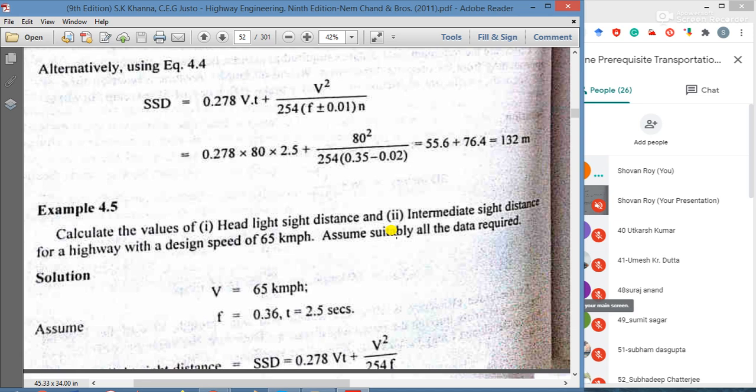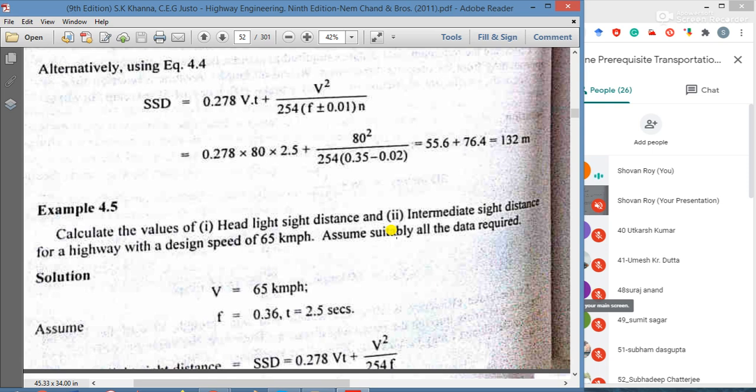I have said that there are two types of sight distance which are normally not considered. Basically, the stopping sight distance and overtaking sight distance are the common things. But headlight sight distance and intermediate sight distance are also mentioned by IRC. In practice, they are not very common, but they are mentioned by IRC in their code.